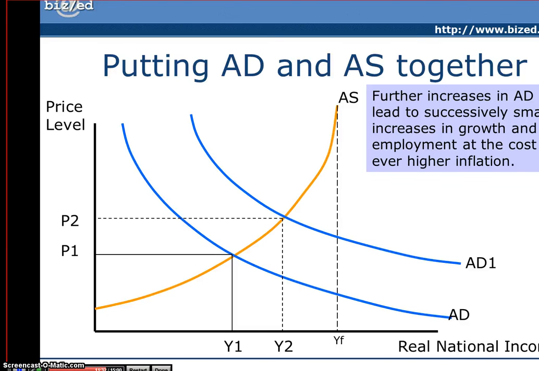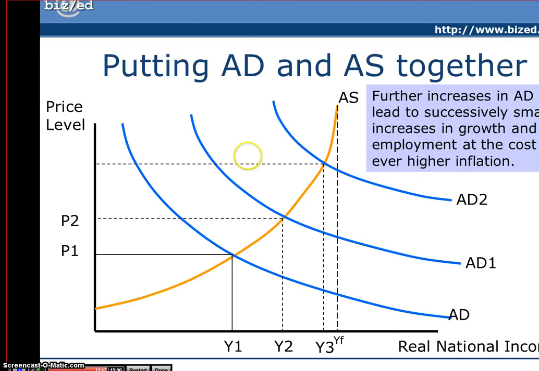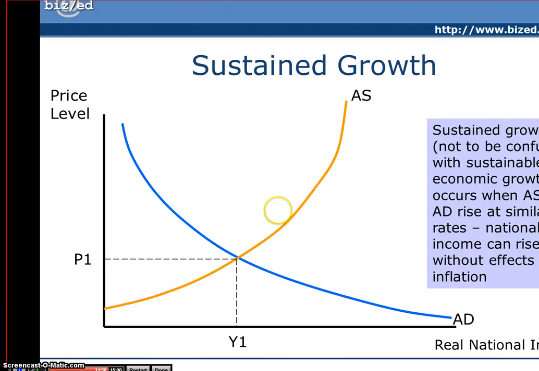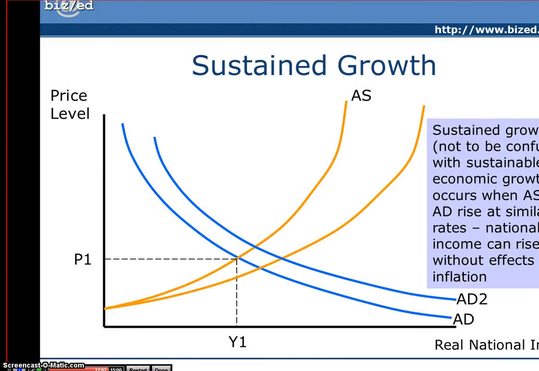Alright, if we keep increasing aggregate demand, that's okay, we'll be reducing unemployment, but it will cause more inflation because of the slope of the aggregate supply curve. So we have to be careful about getting too close to full employment unless the economy can keep expanding. So as you can see here, we've got inflation going up higher and higher for a smaller increase in national output. Ideally, if we can get aggregate supply increasing as well, that's actually ideal growth.